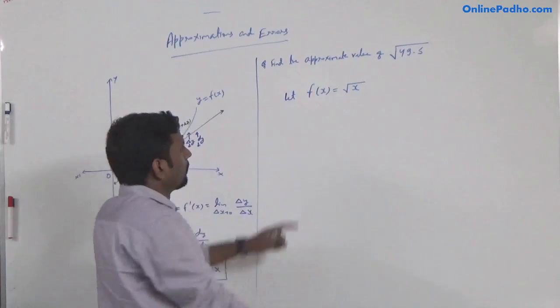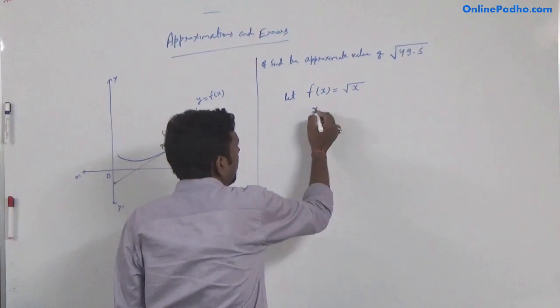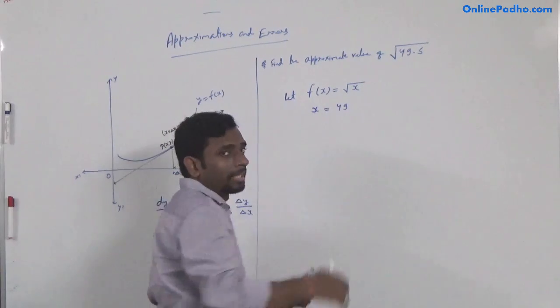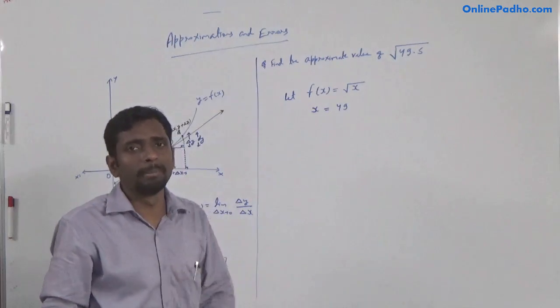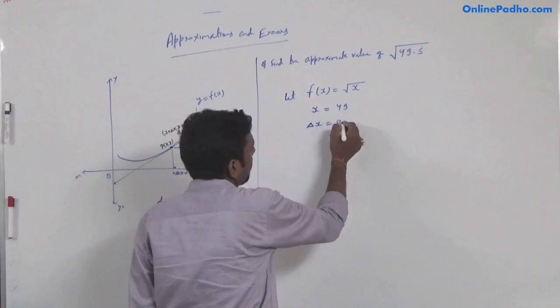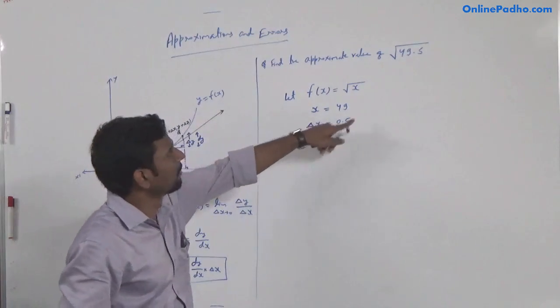This is called y equal to square root function. We can take this one, and let x equal to 49, because you know the square root of 49 is 7, that is exact. 49 is a perfect square number, and there is very little change in x, that is plus 0.5. You know x plus delta x is what?